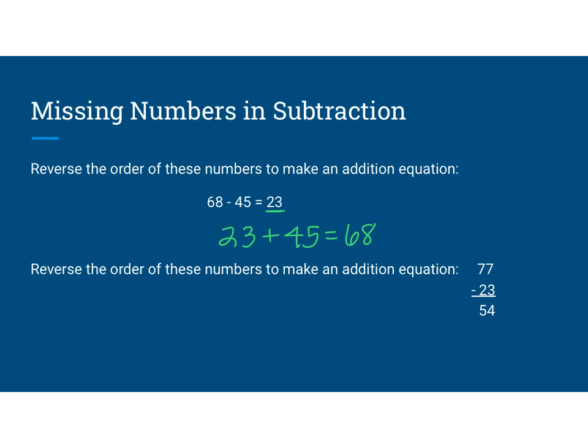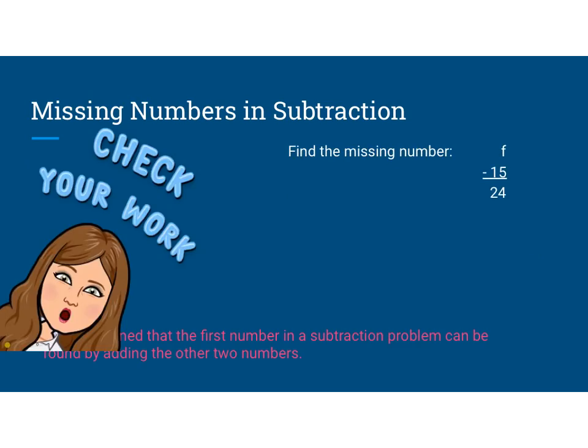Okay, on the vertical equation, you should have written 54 plus 23 equals 77. Okay, sometimes I can look for missing numbers in a subtraction problem. So this is a lot like the missing addend. Whenever we were looking for a missing addend, we used the inverse operation to solve for that missing number. You guys have been practicing that over the past couple assignments.